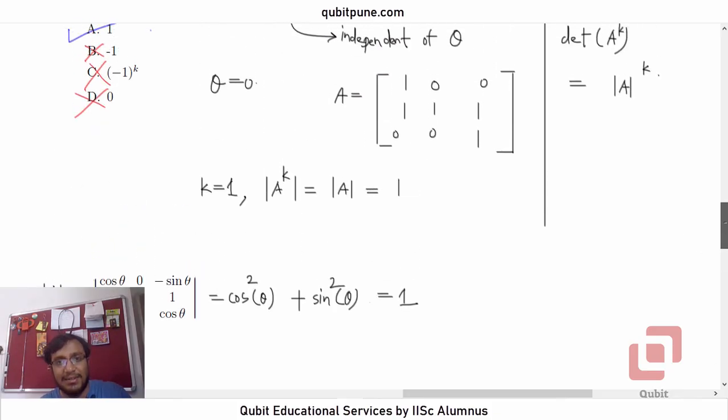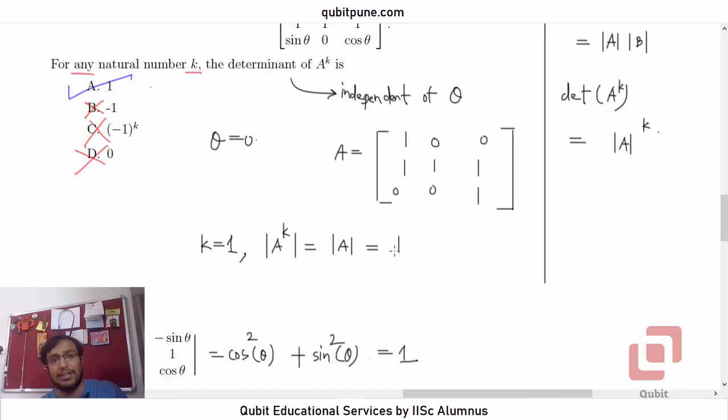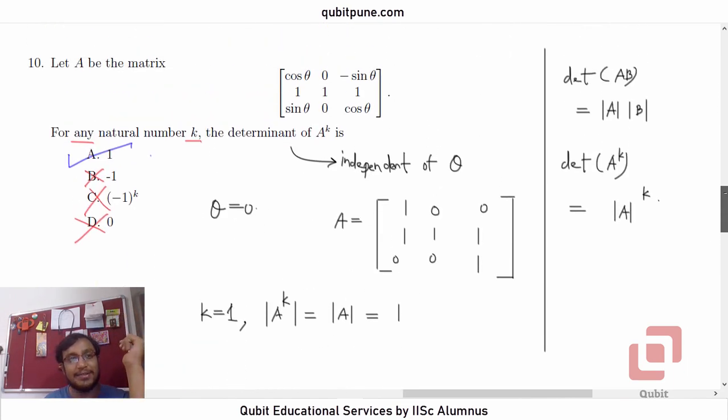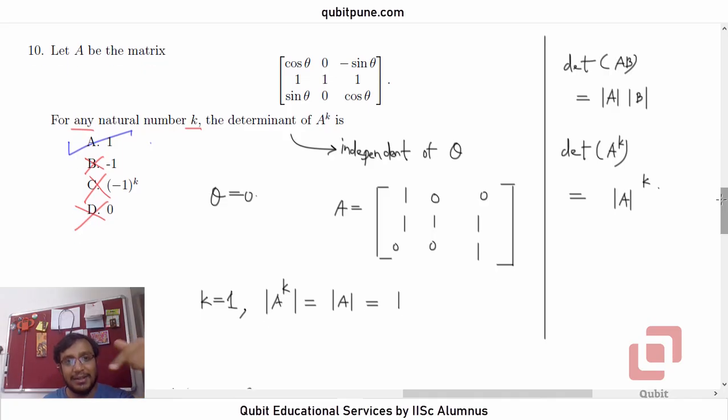No surprise that at theta equal to 0 we got the determinant to be 1, right? Because it is independent of theta, we were expecting the same thing. So even if we had not evaluated it the other way, it would have still given us the same answer logically. Anyways, question 10 is option A. The determinant of A raised to K is independent of theta and K; no matter what value they take, the determinant's value will always be 1.